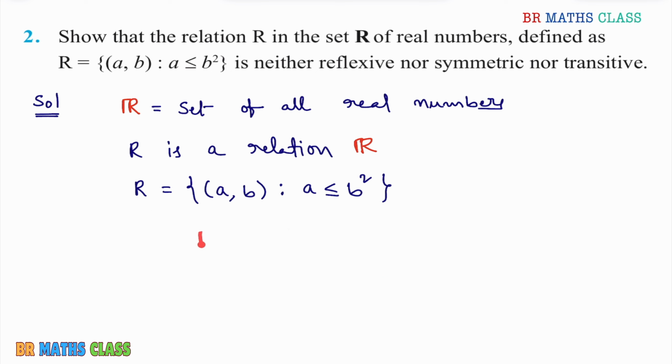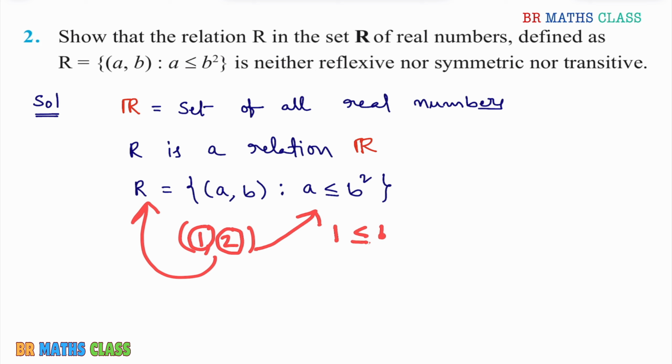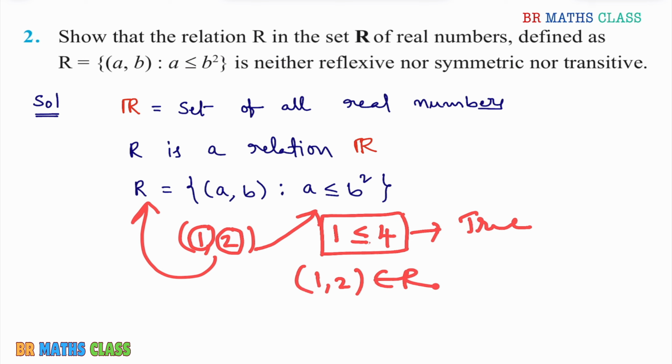Suppose I take (1, 2). Does (1, 2) belong to this relation or not? First point, 1 is a real number, 2 is a real number. Yes, correct. Now for this ordered pair (1, 2) you need to check 1 is less than or equal to 2 square. 2 square is 4. Is it true? Yes, 1 is less than 4. It is true. As this is true, I can say that the ordered pair (1, 2) belongs to the relation.